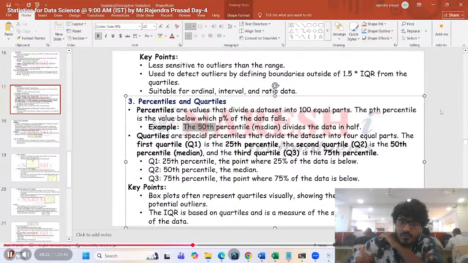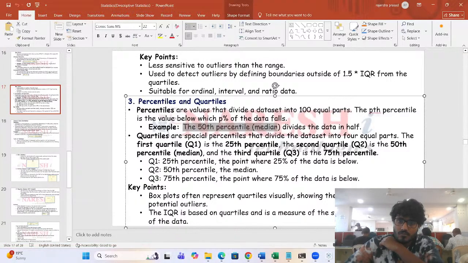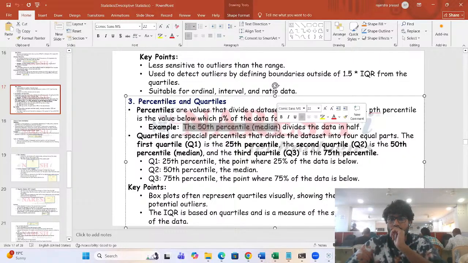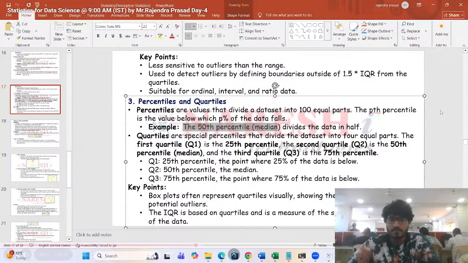For example, you want to see the 50th percentile. That is nothing but 50%, half part, half part. So the 50th percentile is also known as the median. You get my point? The 50th percentile is also known as the median or Q2, quartile 2. Q2 is the one that divides the data into two equal parts. You can say Q2, you can say median, or you can say 50th percentile. Anyway, the same thing. Okay.